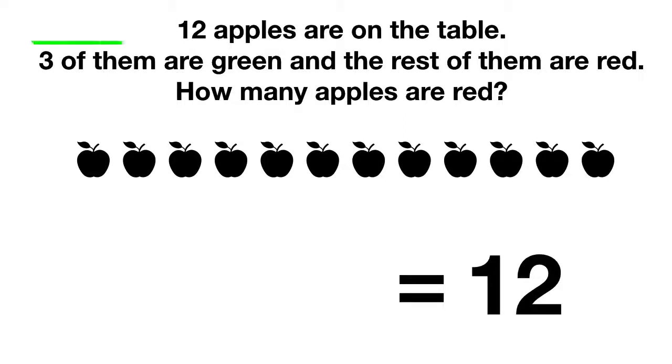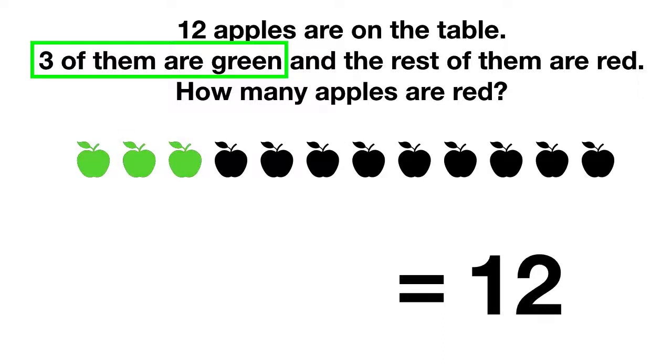Next, we learn that 3 of these are green. Well, we could color them now. 1 green, 2 green, 3 green. We could say in our number sentence, we have 3 green apples.